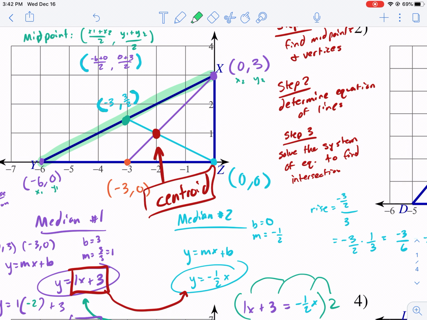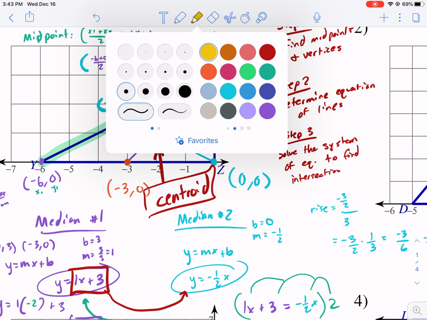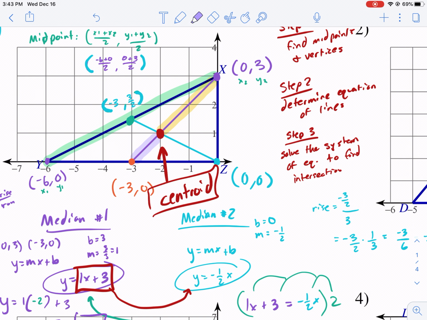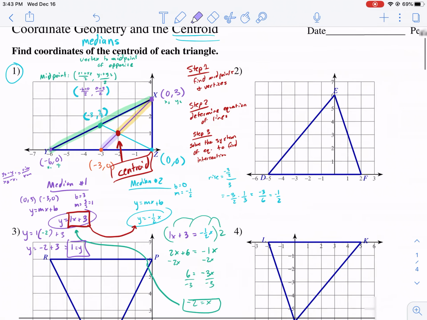The cool thing about centroids is it splits each median up. This is just another cool piece of information: into a 2/3 segment, and then into an itty bitty 1/3 segment. So the yellow is 2/3 of the line, that purple is 1/3 of the line. So that's pretty cool that the centroid does that.